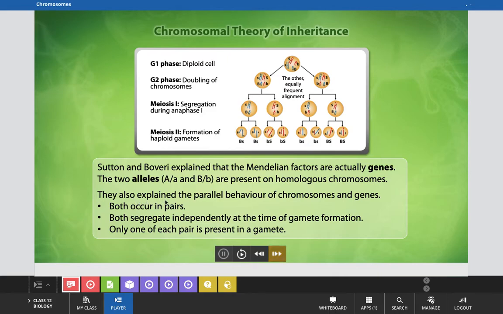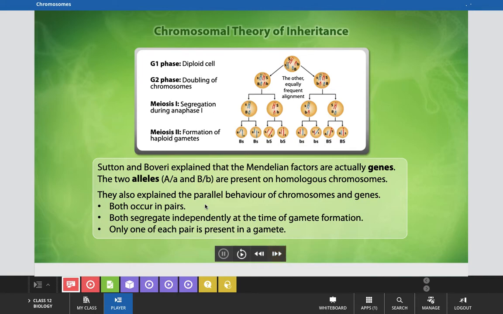And they also explain the parallel behavior of chromosomes and genes, the characteristic feature of the factors that Mendel suggested. Later it was discovered that chromosomes also show the same characters. Genes, earlier known as factors, the name given by Mendel, were later studied and found to be the basic unit of heredity, present on the chromosomes. Both of them occur in pairs. That is one important point of this parallel behavior. Chromosomes also occur in pairs.